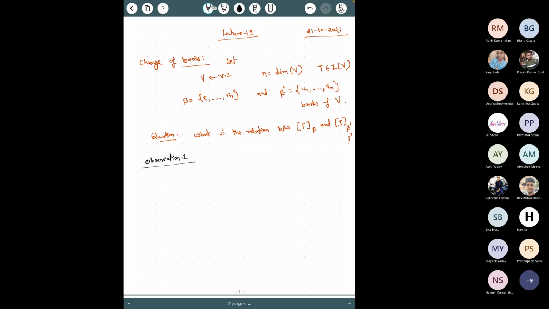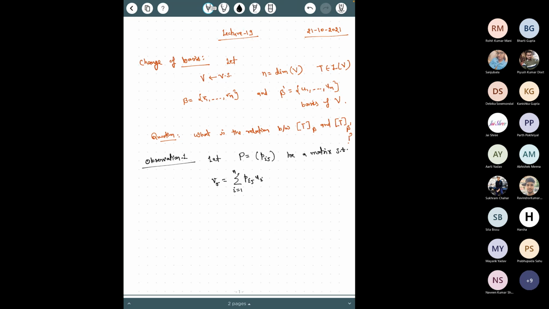So let us denote this matrix P. So what is this matrix? I will tell you. The entries of P are denoted by the small p_ij. So let P be a matrix such that Vj is equal to the summation over i equal to 1 to n of p_ij Ui.